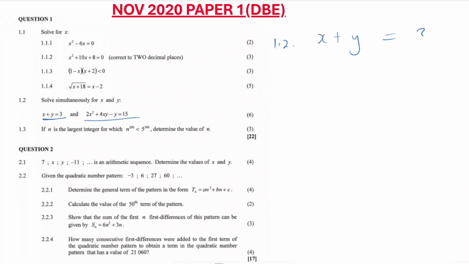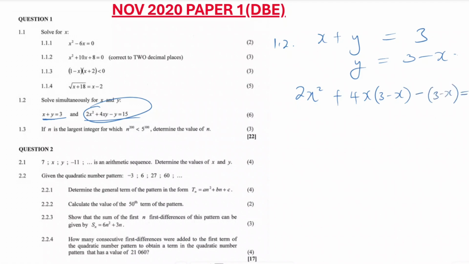Then you make one of the variables the subject. I can make y the subject. This is going to be 3 minus x. Then we substitute this one into equation 2, which is this one. So that is going to be 2x squared plus 4x, our y, which is 3 minus x, minus y, which is 3 minus x, then is equal to 15.